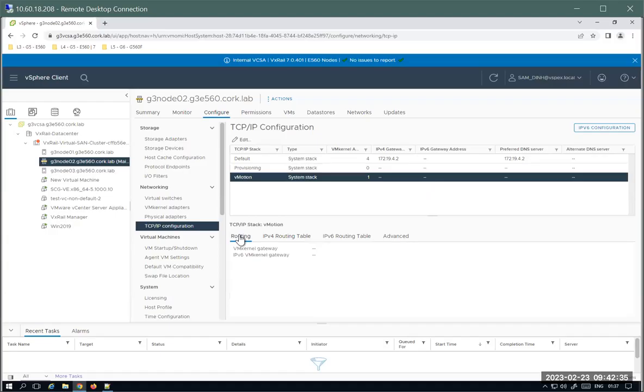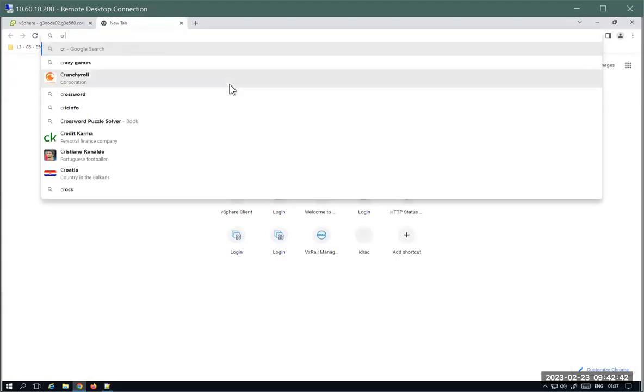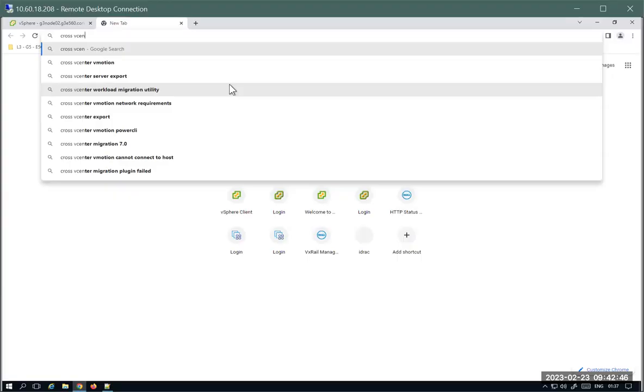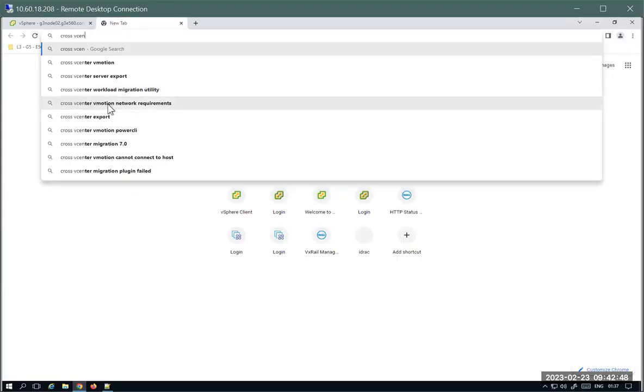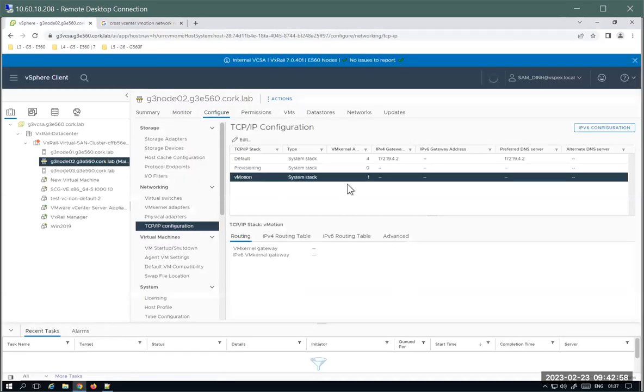There's also some extra question. In case you get some cross vCenter migrate, or cross vCenter vMotion. But well, this is an extra question only. This is not for your case, for your customer.